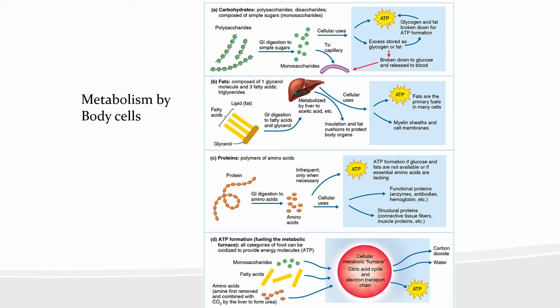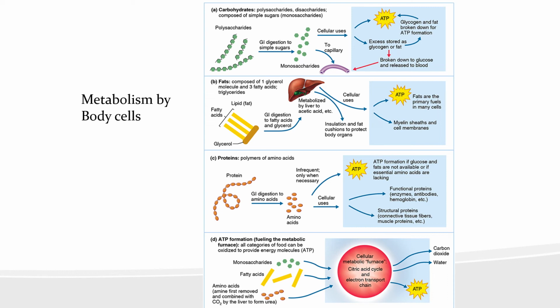And then fats, composed of one glycerol molecule and 3 fatty acids, triglycerides. GI digestion turns them into fatty acids and glycerol, metabolized by the liver to acetic acid, and they function for cellular uses, including the formation of ATP and then myelin sheaths and cell membranes, and function as insulation and fat cushions to protect your body organs.